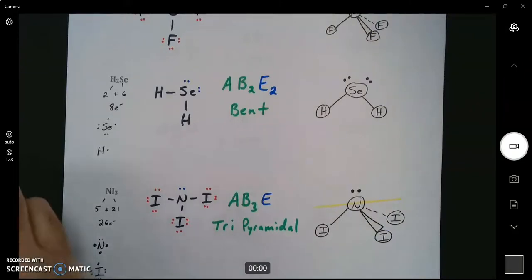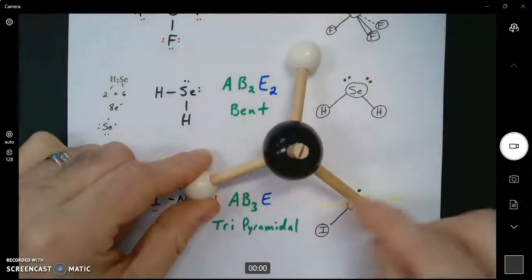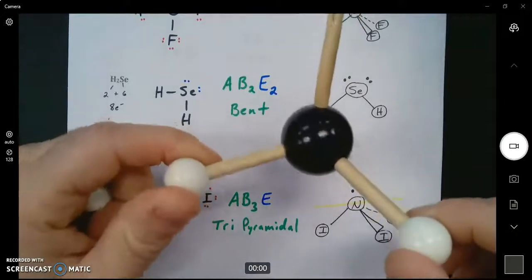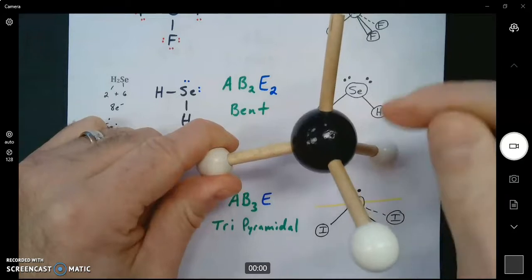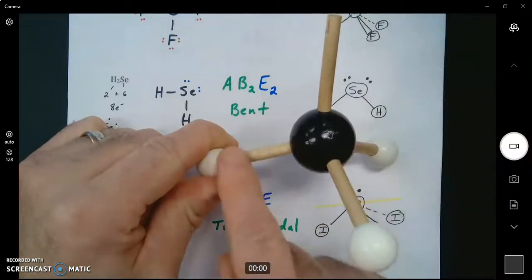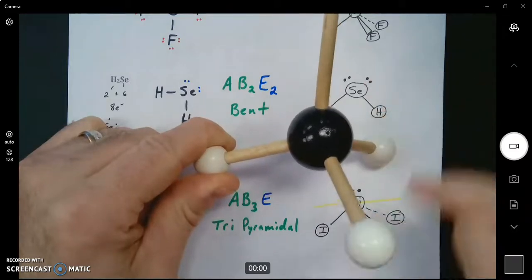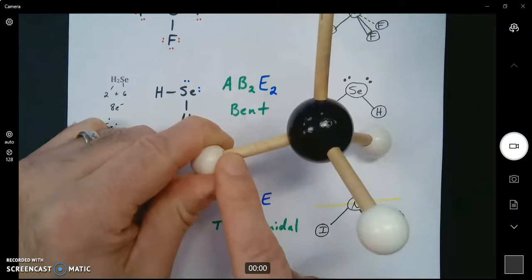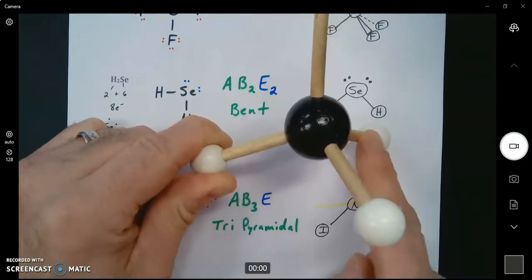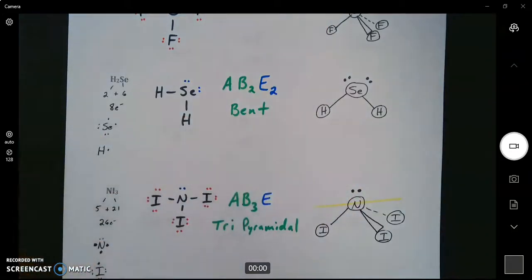Okay? Again, that's a 3-dimensional shape, triangular base. It's popped up in the middle, and the reason it's popped up in the middle is because this pair of electrons repels the bonded electrons down away from it. So you have your AB3E. You're going to need a regular bond line for the one that's in the plane of the paper, dashed line for the one that goes back, and the wedge for the one that comes out.